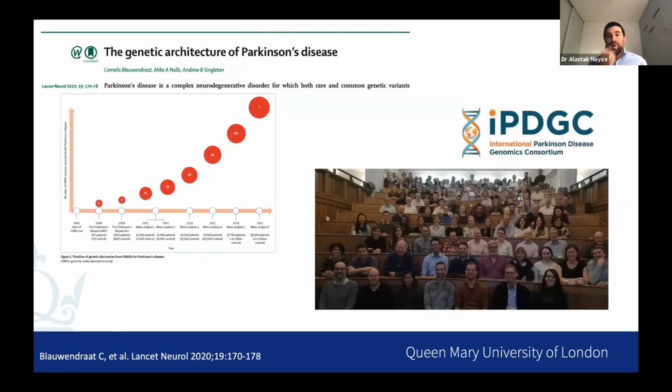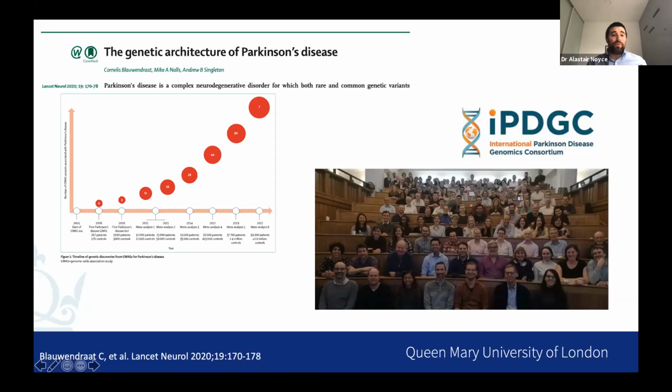Now, in order to do this type of research, I said you need many thousands of PD cases and many thousands of controls. So you need large consortia who are very friendly and get on well with each other and want to understand complex disease as a collective. So this is the International Parkinson's Disease Genomics Consortium. It's been a tremendous privilege of mine to be part of it over the last 5 years. It's a fantastic collaborative group of people who have really driven much of the genetic discovery in Parkinson's disease over the last 10 to 15 years.